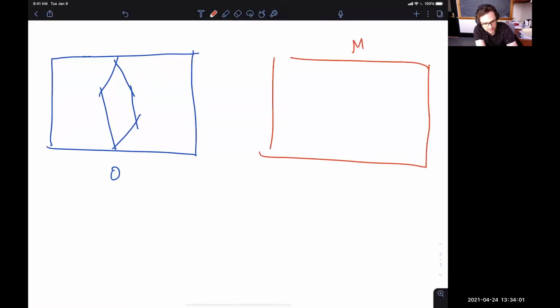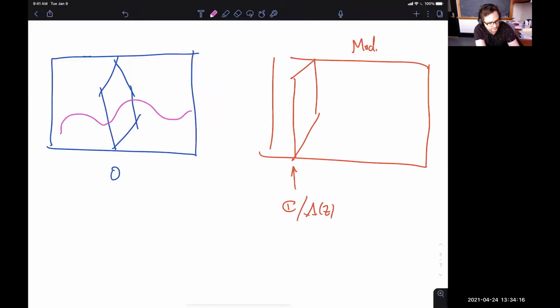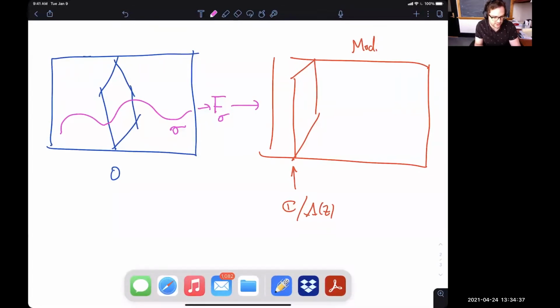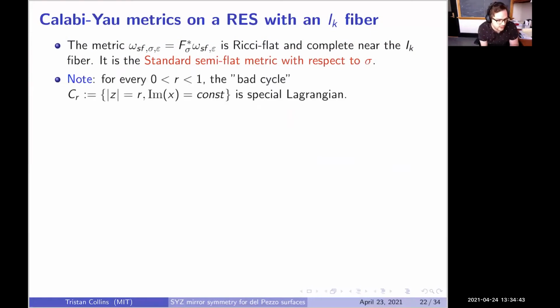It's the model fibration, which is just C mod this lattice Lambda of Z. So now if I choose any section of this fibration, some section sigma, then I get an identification F sigma from this space to this model space. And so I can pull back any geometric information I can write down on the model back to my actual elliptic fibration. So that's the idea, to use this model space together with the choice of section to induce geometry on the actual elliptic fibration.